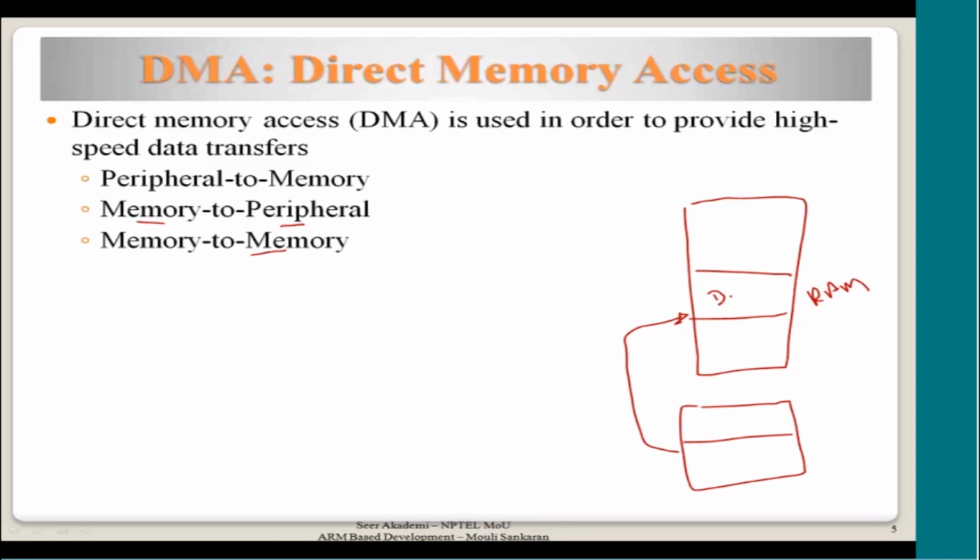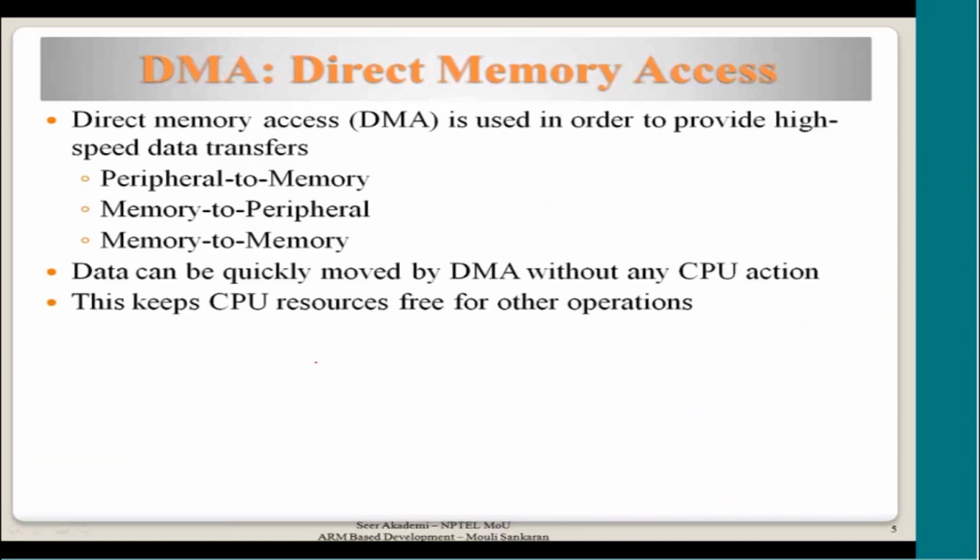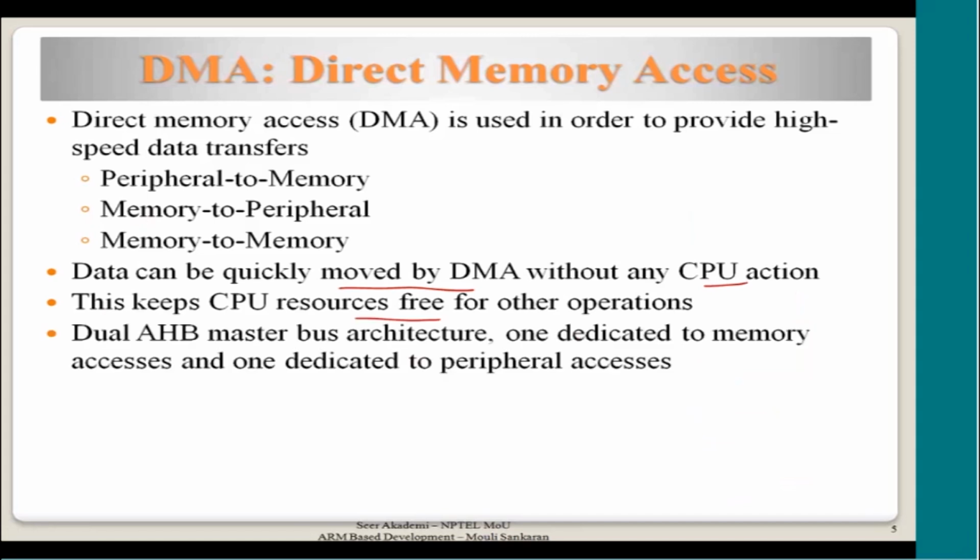So this will be mapped to some physical memory, and this will be in a different physical memory area, and the copying happens from memory to memory. So all these transactions can happen. Data can be quickly moved by DMA without any CPU action. This keeps CPU resources free for other operations.